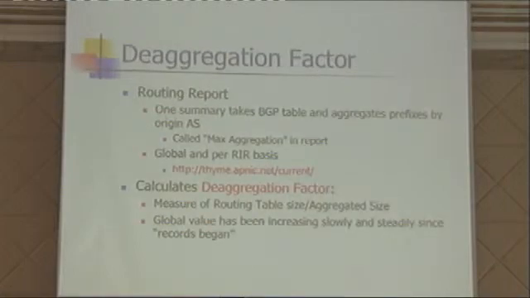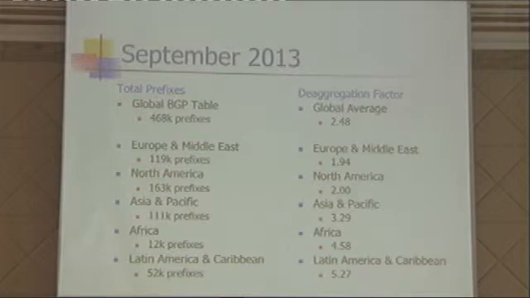One of the things I worked out was this deaggregation factor, which compares the BGP table with the maximally possible aggregated version. Looking at it, the global table is 468,000 with a global average of 2.48. Europe, Middle East, and North America are around 2 as a deaggregation factor, which to me seems pretty reasonable. That's typical for a network operator who's announcing aggregates and needs to do traffic engineering through multiple upstreams or peers.